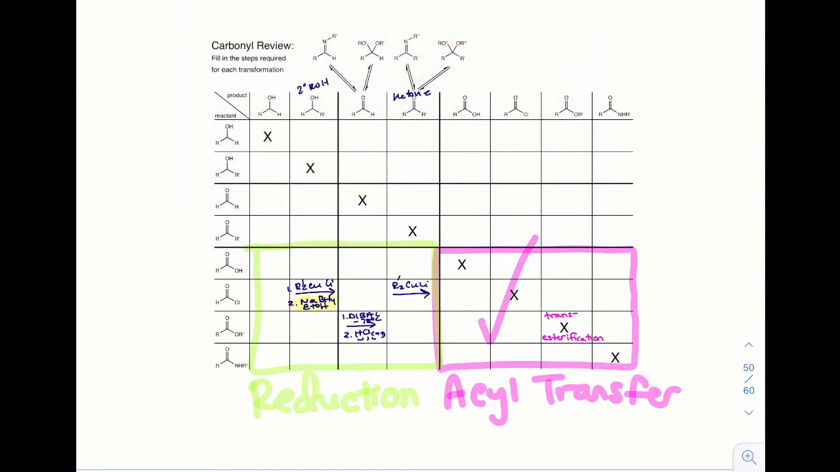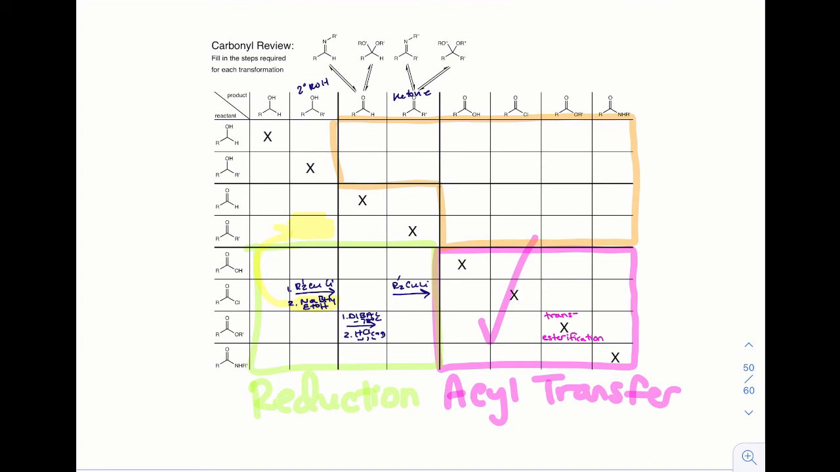Because ketones can simply be reduced to generate secondary alcohols. You already know that transformation. All right, what is left to be done? Well, we have here several oxidation reactions, and most of them you actually already know how to do.